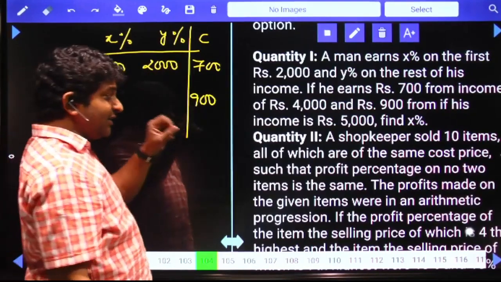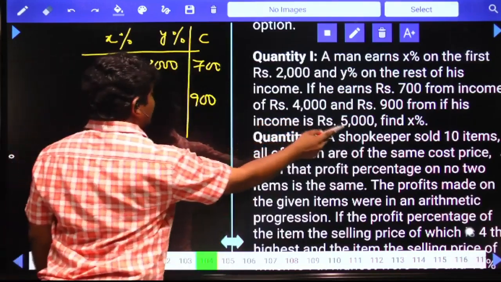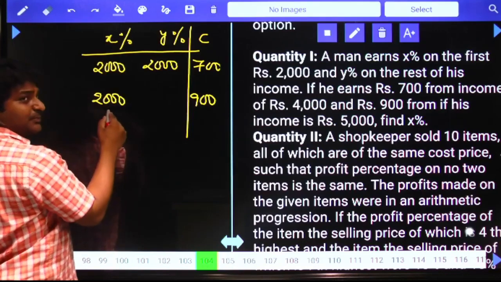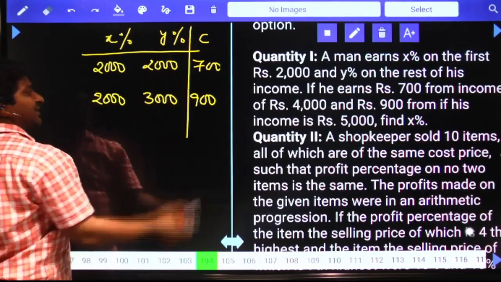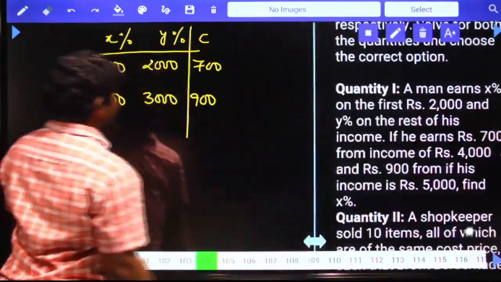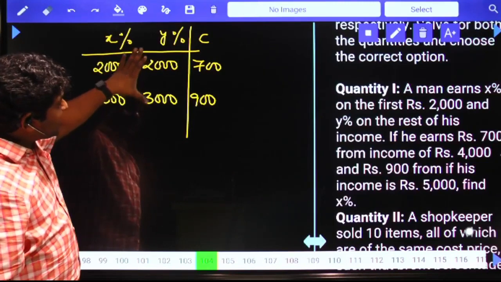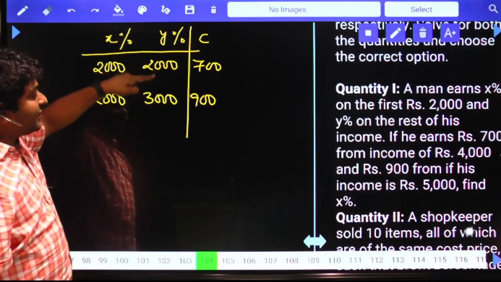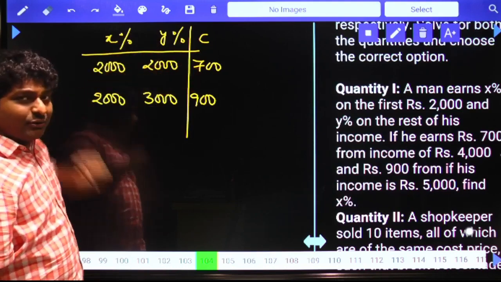And you are getting 900 on total income 5,000. Out of 5,000, for the first 2,000 rupees we will get X percentage and on the next 3,000 rupees we will get Y percentage. Now, from the first case to the second case, X percentage value is common. Difference is there only in the second case. Y percent on 2,000, Y percent on 3,000. Only this difference is equal to 200.